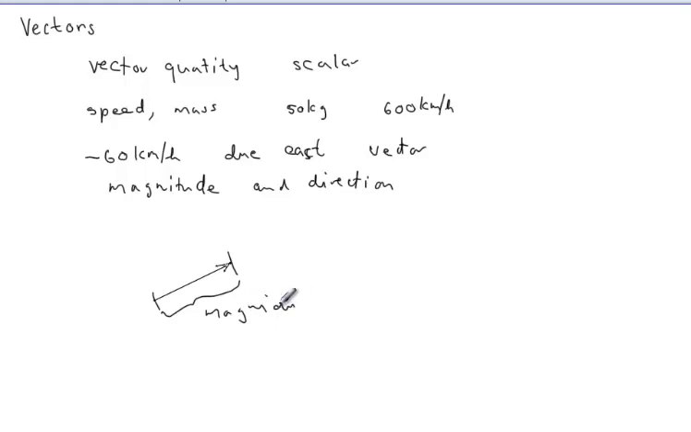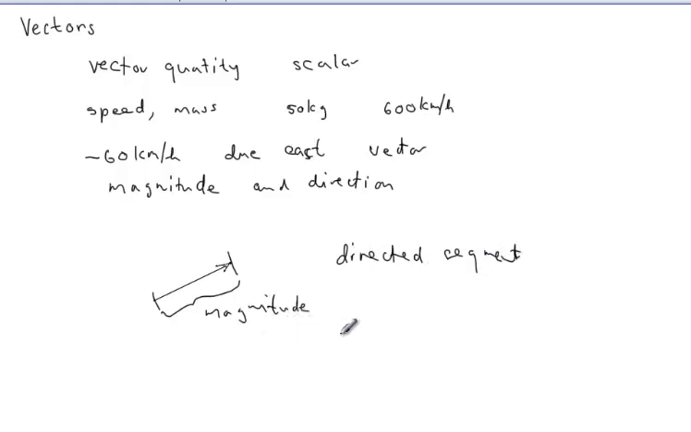The magnitude of the vector is the length of the vector. And then the direction is given by the arrow. So I think this is the simplest way of representing vectors, representing them as what we call directed segments.